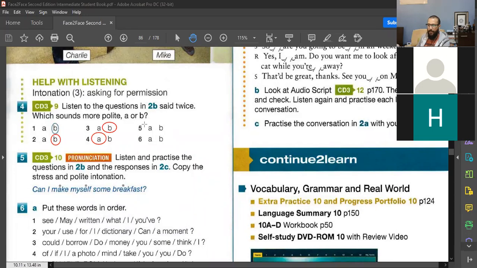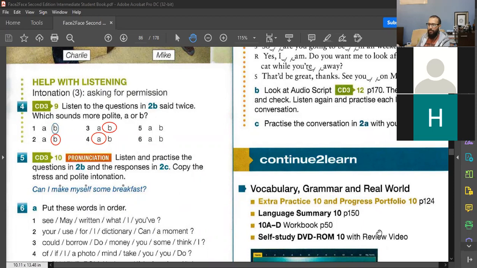What do you think? A or B? A. I didn't listen. You couldn't hear it? Yes, I have a problem with the internet. Sana, did you hear it clearly? Yes, I heard. Okay, let's do it again.